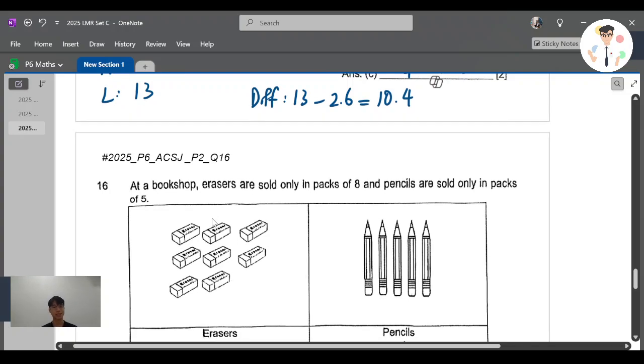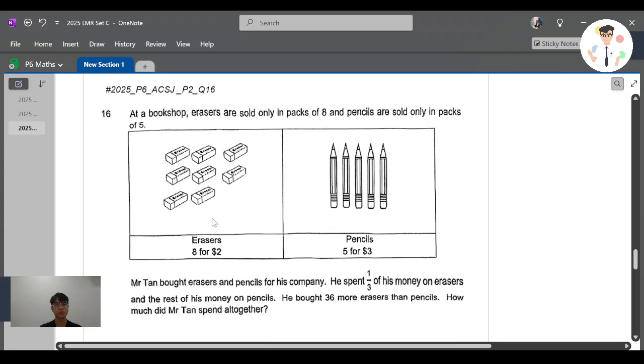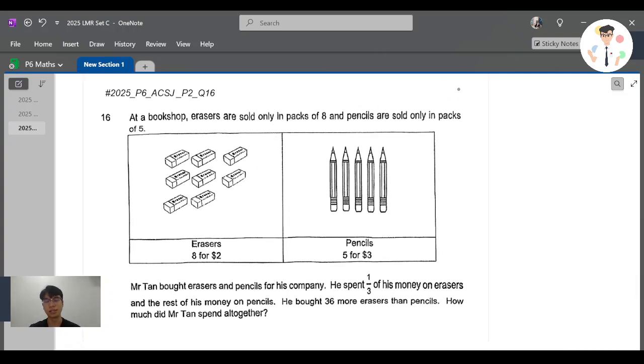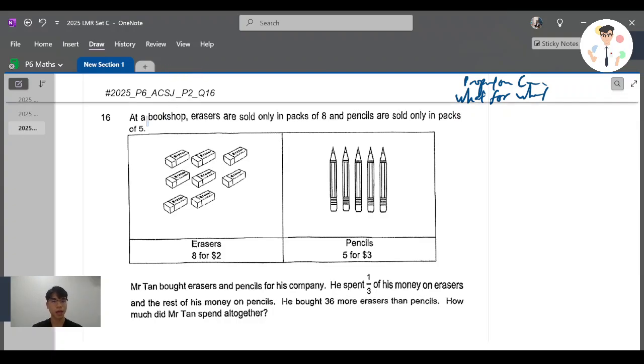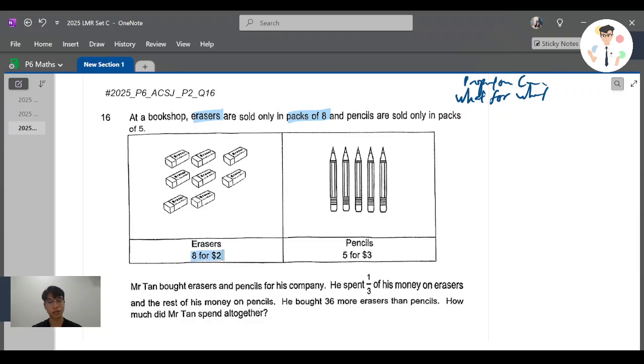That is from ACSJ paper 2, question 16. I believe my students, when you look at this kind of diagram, you know immediately this is the concept we learned when it comes to the proportion concept. But this question is slightly trickier, that's why I bring this up. Let's look at this question. At a bookshop, erasers are sold only in packs of 8. That's why it's 8 for something. And pencils are only sold in packs of 5.